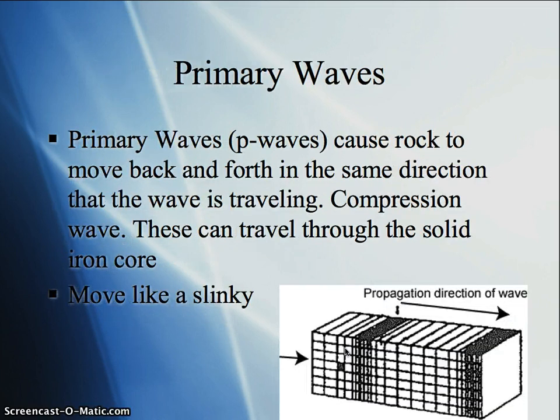The first wave is a primary wave, also known as a P wave. This causes rocks to move back and forth in the same direction as the wave is traveling. It's a compression wave, and these waves can actually travel through the solid iron core. It moves much like a slinky, where it compresses and then pulls apart.